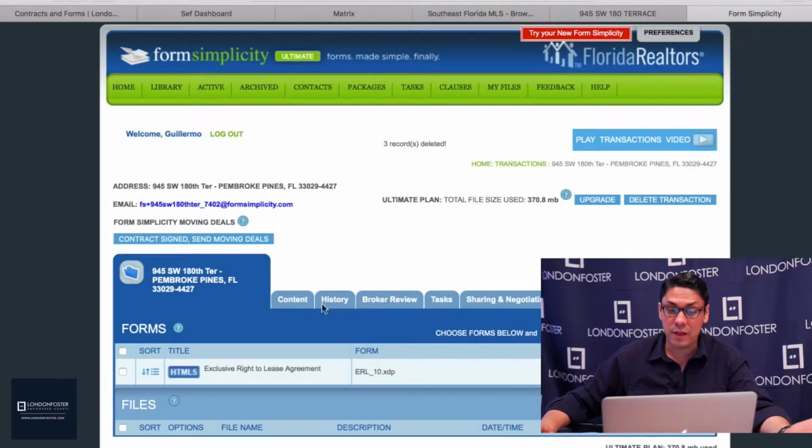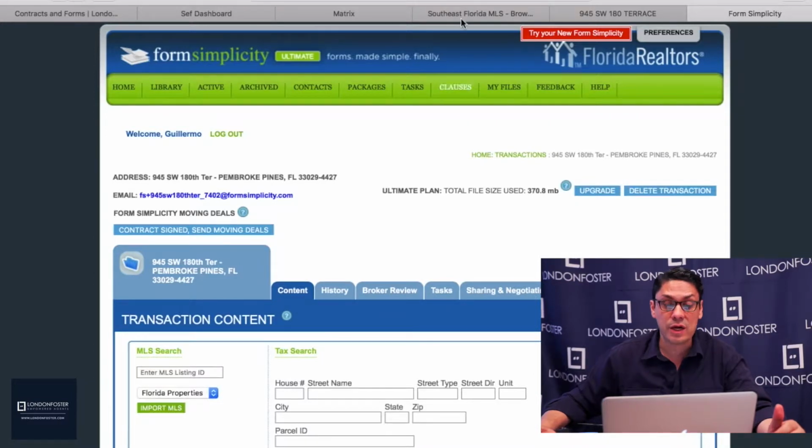Once I delete them, they are gone. Once this is done, you're going to see that the transaction is called this, the package is called this. You're going to see what the physical address is. You see that I have an email address. We're going to go to the second tab. The second tab is going to be for the content.